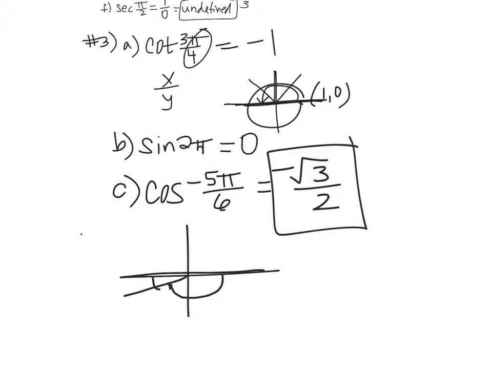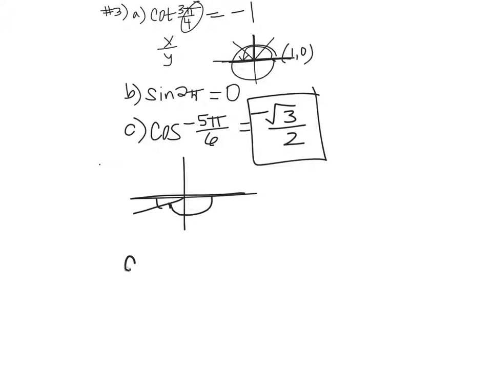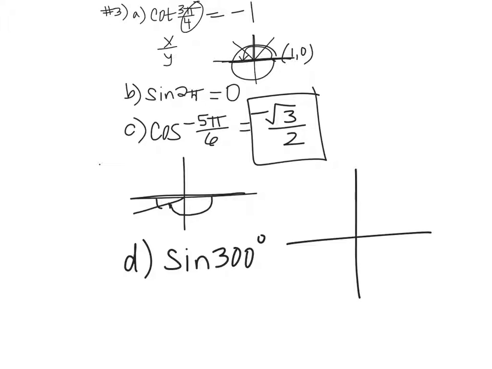Okay, degrees. All right, let's do the sine of 300 degrees. And here's the part where you decide that you like radians better. Finally. All right, where is 300 degrees? It's over here, and its reference angle is 60 degrees, right?